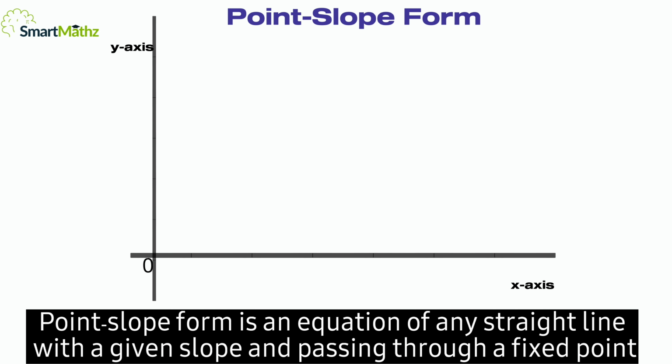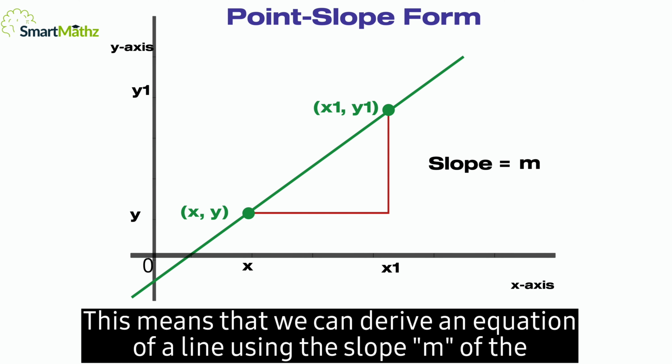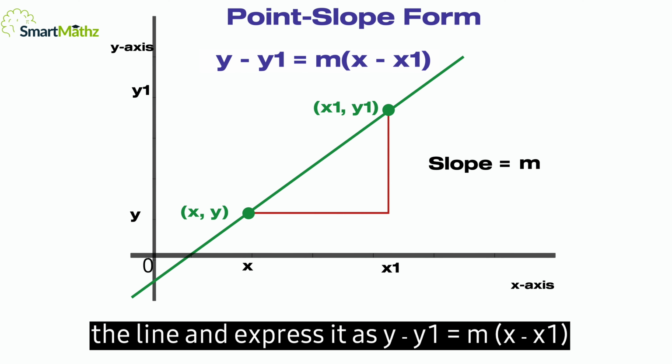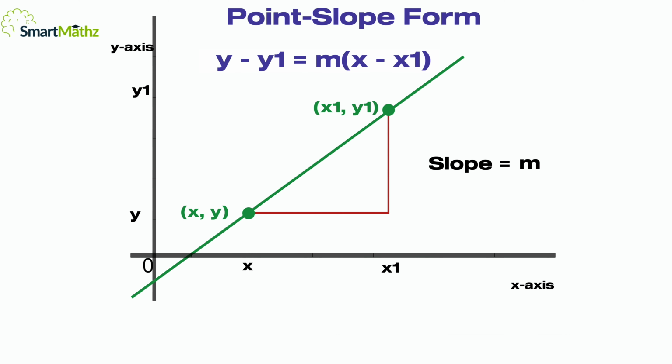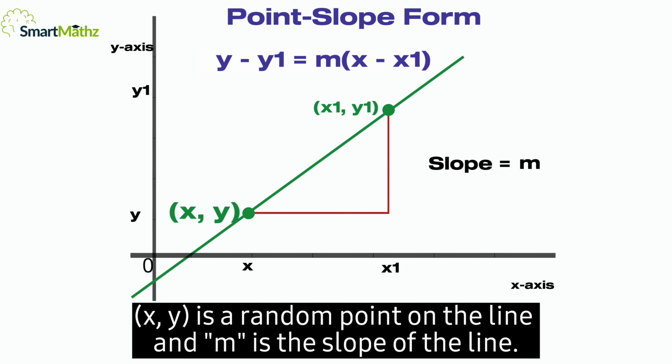Point-slope form is an equation of any straight line with a given slope and passing through a fixed point. This means that we can derive an equation of a line using the slope, m of the line, between the fixed point x1, y1, and any arbitrary point x, y on the line, and express it as y minus y1 equals m times x minus x1, where x1, y1 are the coordinates of a fixed point. x, y is a random point on the line, and m is the slope of the line.